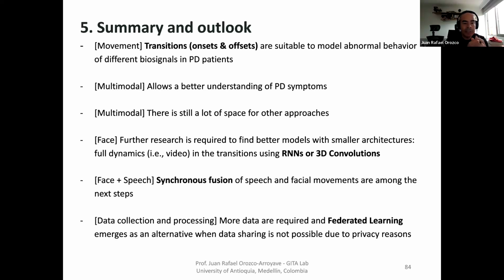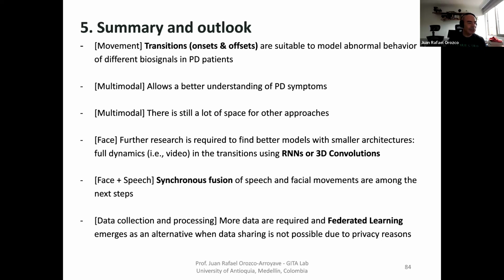Okay, so some summary and outlook. So in movement, definitely the transitions give information about several symptoms in Parkinson's disease. The multimodal approach in general allows us to understand better different symptoms in Parkinson's, but there is a lot of space to explore. The reason why I didn't show combination of different modalities is because all of the works that we have done on that are still under review.